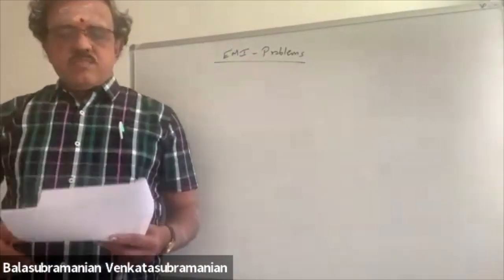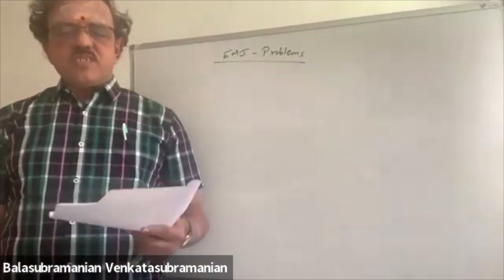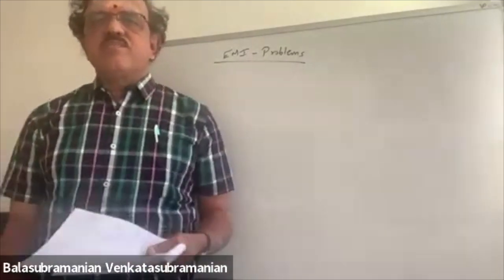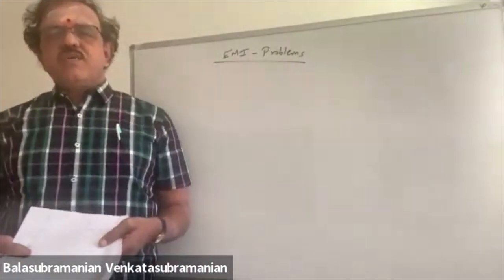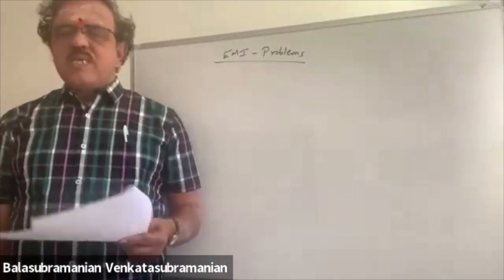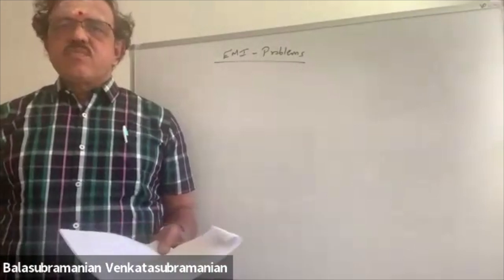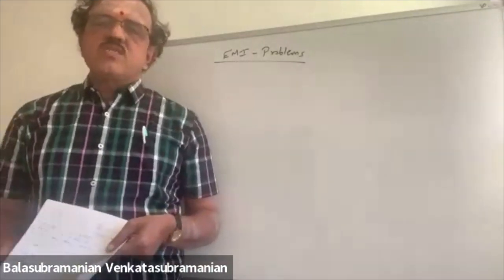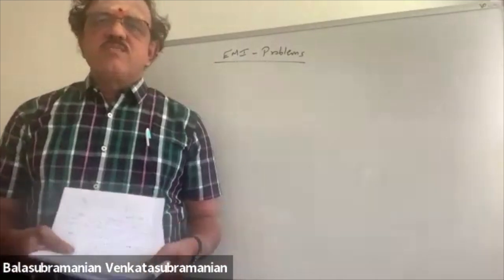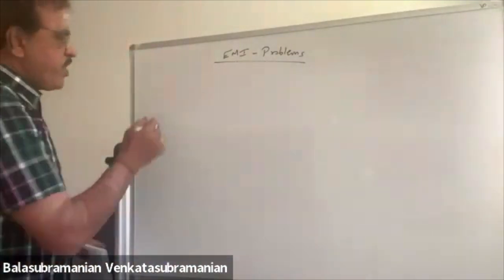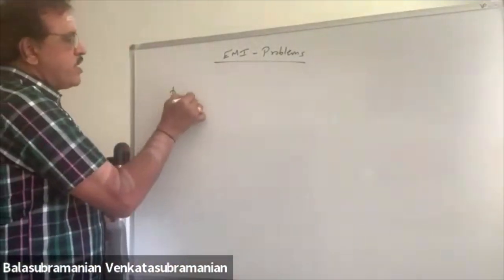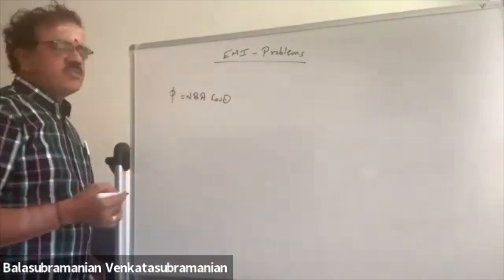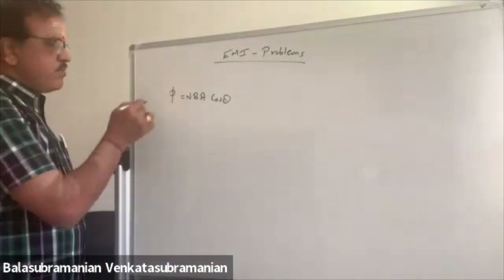Hi, today's class we are going to discuss problems in electromagnetic induction. In the previous class we have seen the theory of EMI: what is called magnetic flux, what is called magnetic induction, and the relation between the two, that is phi is equal to BA cos theta. For N turns it is NBA cos theta.